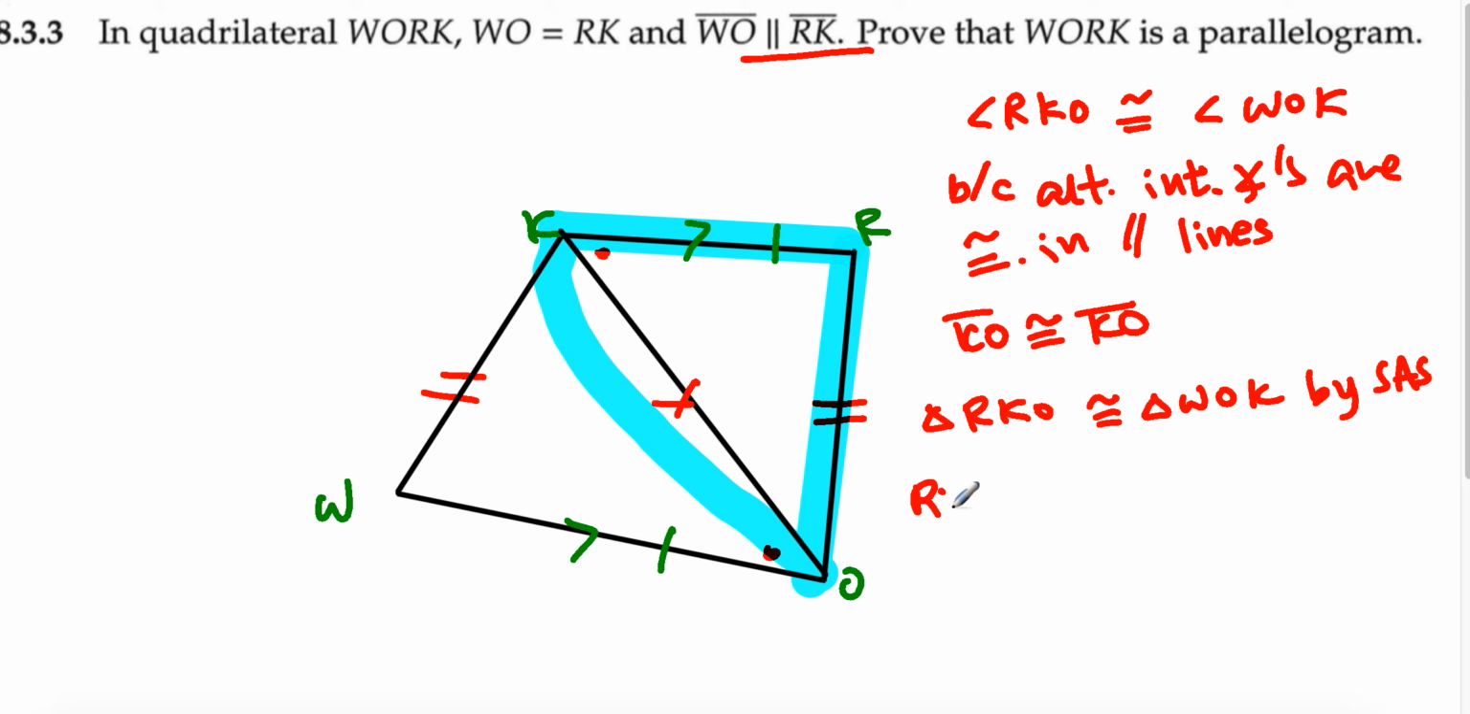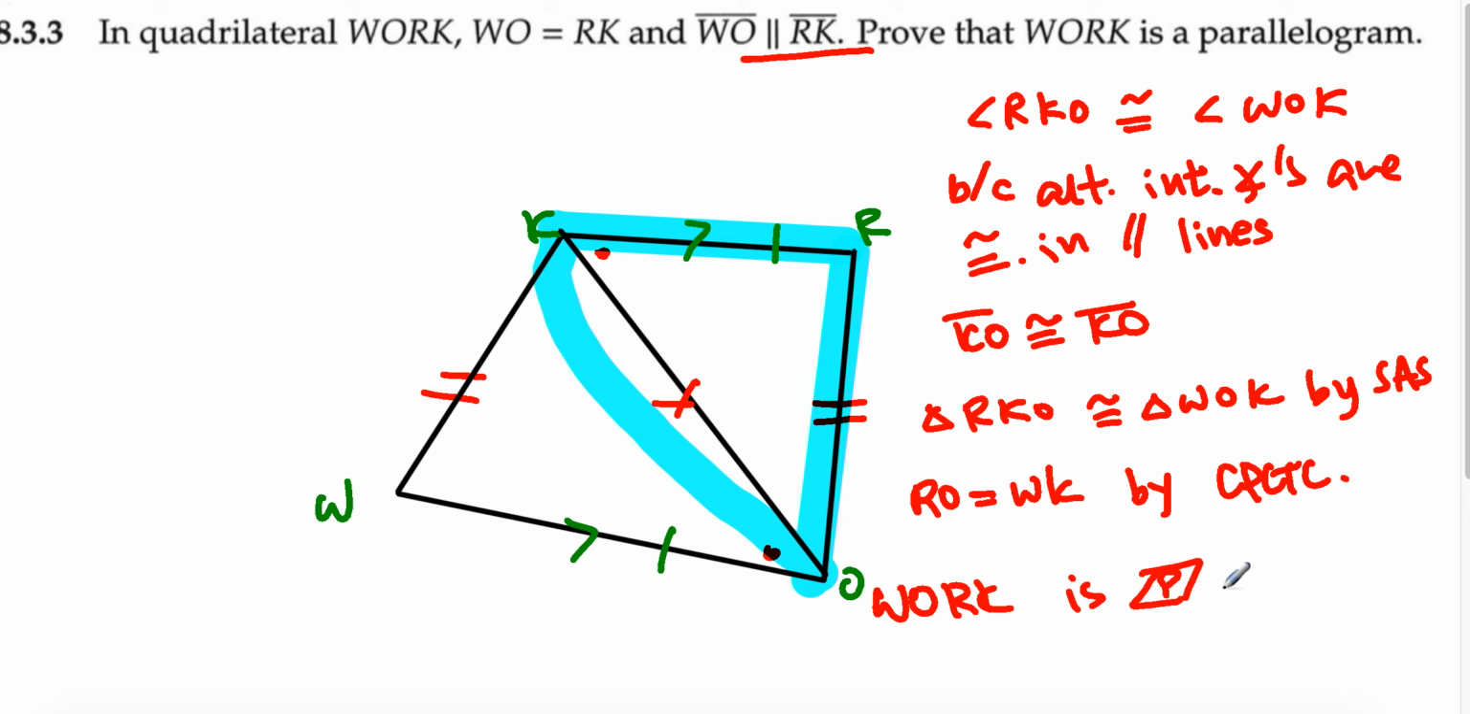So RO is in fact equal to WK as well by CPCTC. Then, since two pairs of opposite sides are congruent, we know that it must be a parallelogram. So then WORK is a parallelogram, which is one of the ways which we discussed in class by having two pairs of opposite sides congruent, because opposite sides are congruent. That's what we can write.